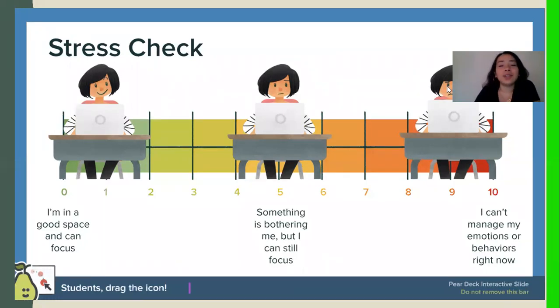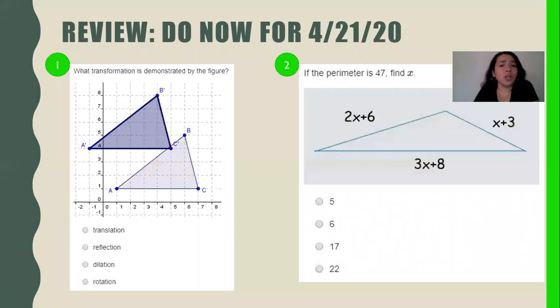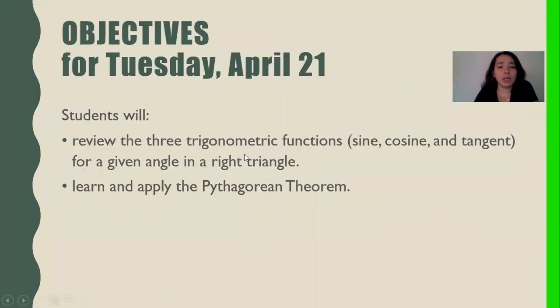Okay. Now that we're done with our stress check, let's go ahead and look at our objectives for today, Tuesday, April 21st. So we're going to review the 3 trigonometric functions. Sorry, let me make sure. No, sorry. My objectives for this were, I completely forgot to update them. So we will be reviewing the trigonometric functions briefly, but our focus for today will actually be a bit different than what's listed on here. Today, what we're going to focus on is finding the parts of a circle. So what are the different parts of a circle?